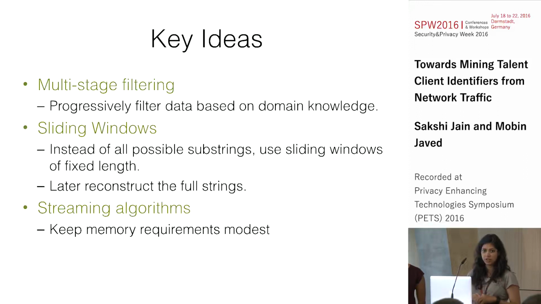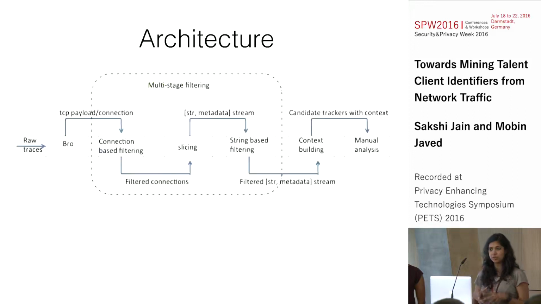So going over the architecture, this is a schema of the solution that we're proposing. Again, to reiterate the problem, we have raw network traces at the input, and we want trackers or identifying information at the very end. The first step is pre-processing using Bro, a network analysis tool. Out of this step, we get clear connection and payload information in a clear format to work with in the next step. The next step is multi-stage filtering, where we apply filters progressively.